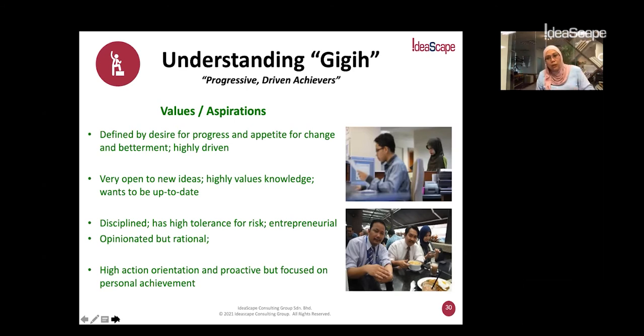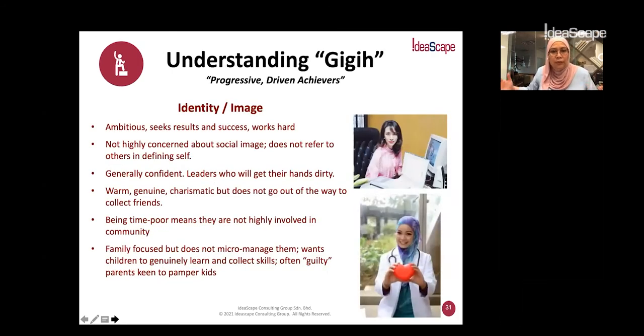So at work, these would be the kind of people that every time there is a training program, they would sign up for it. They will be collecting certificates. They would want to advance themselves and get as much information, as much knowledge as possible to advance themselves.